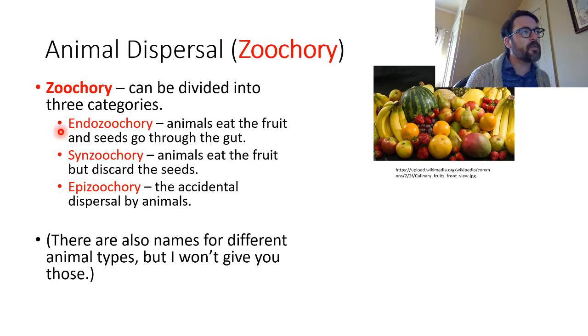So there's endozoochory, where animals actually eat the fruit and the seeds go through the gut. So if you think about, like, I often eat eggplant with the seeds inside, so those seeds, cook it, but those seeds are going through.